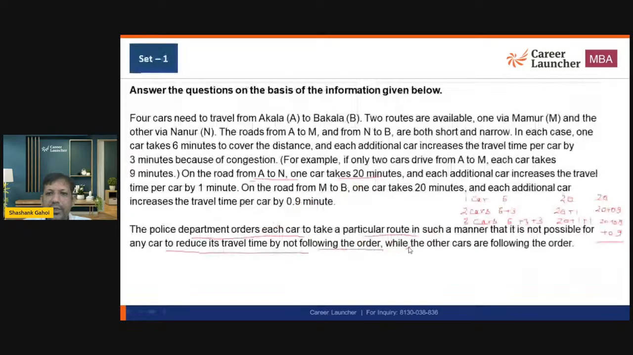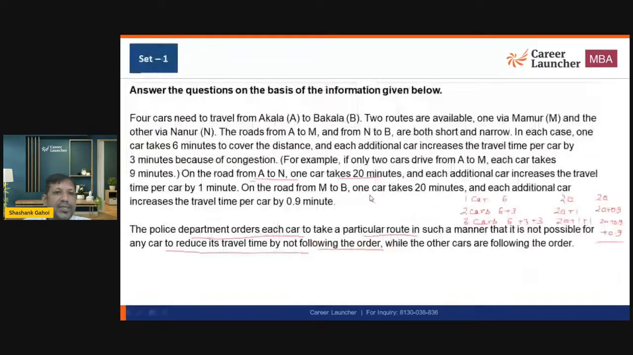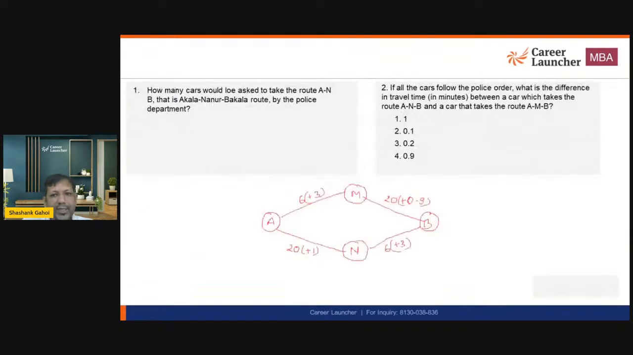Now let me check. From M to B it is 0.9, and A to N it is 1. So it is going to be plus 1 per extra car, and 0.9 per extra car. Now, how many cars are there? 4 cars need to travel. So if there are 4 cars and I want to minimize the time, this is what the question is saying.